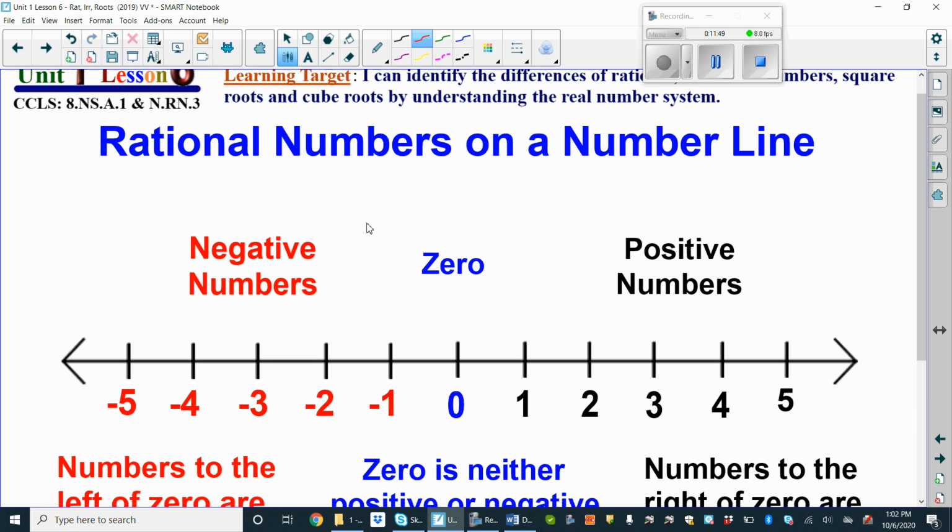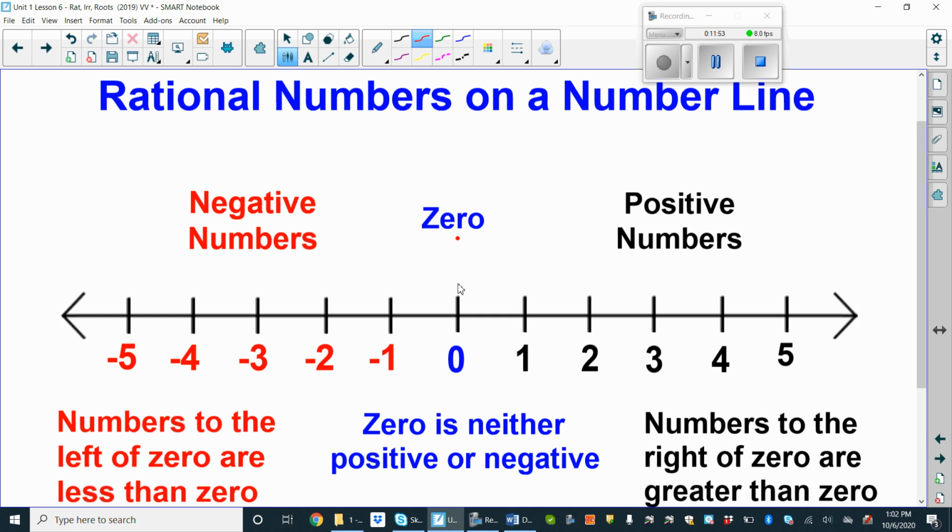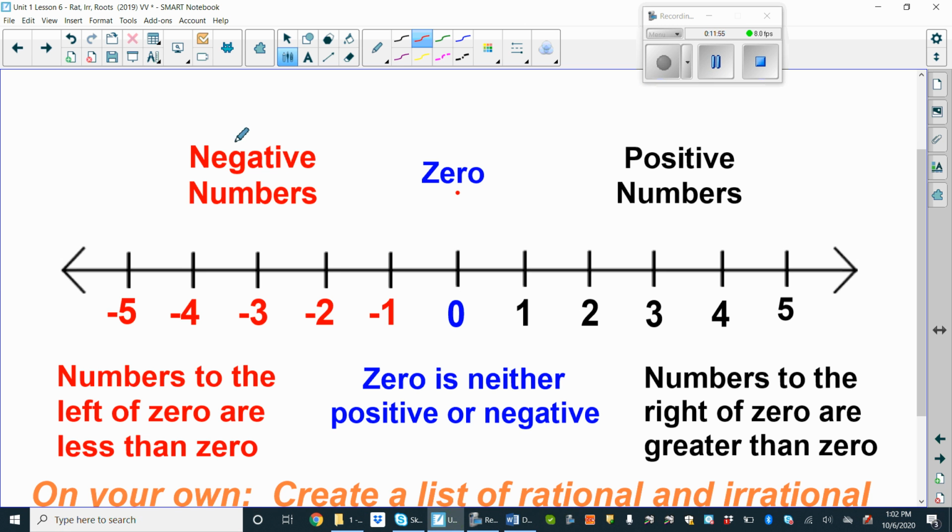Over here is just talking about rational numbers on a number line. In the middle is 0. 0 is neither positive nor negative. We have our negative numbers go to the left side. They're less than 0. And the numbers that are positive are to the right side, and those are greater than 0.